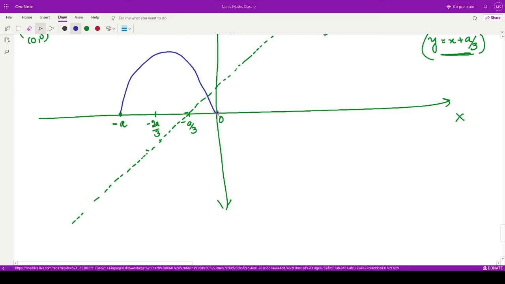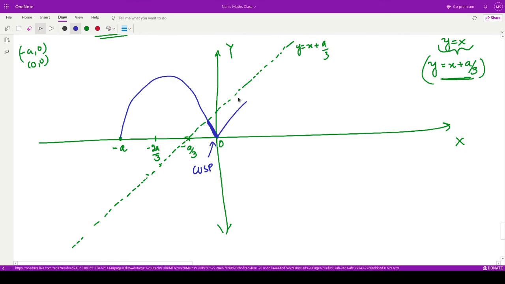And then at this point, we also have a cusp. So that means if your curve is coming like this here, it would be like this. Moreover, we have an asymptote by this line, y is equal to x plus a by 3. So it would be something like this. Whenever this curve and this line go to infinity, the distance between them will tend to 0.